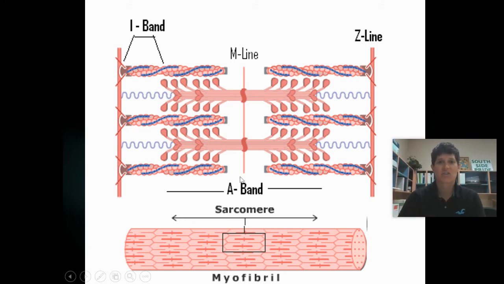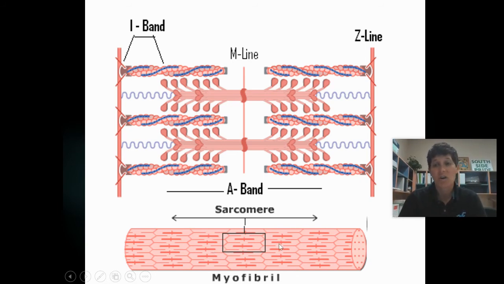So this H zone, this opening between the actins, during the contraction is going to disappear. The myosin grabs the actin, it pulls it together, and then once we're done with the muscle contraction, it's going to let go. And so you'll see down here at the myofibril these little openings with the myosin that's a little bit thicker. When we pull those together, those thick places are going to get closer and closer together.